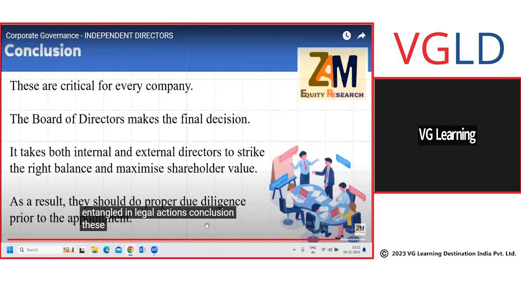Conclusion. These are critical for every company. The board of directors makes the final decision. It takes both internal and external directors to strike the right balance and maximize shareholder value. As a result, they should do proper due diligence prior to the appointment.